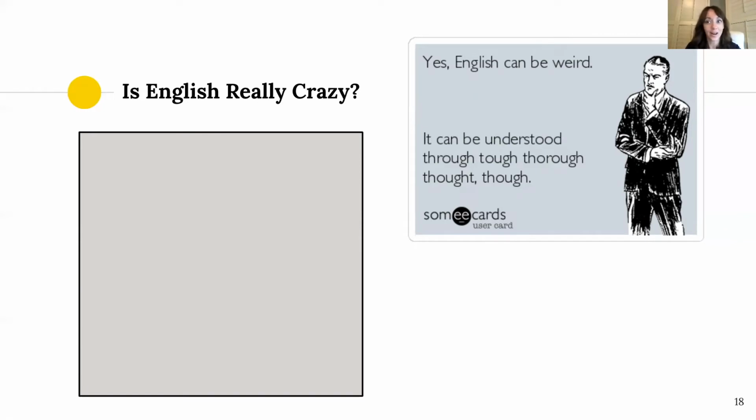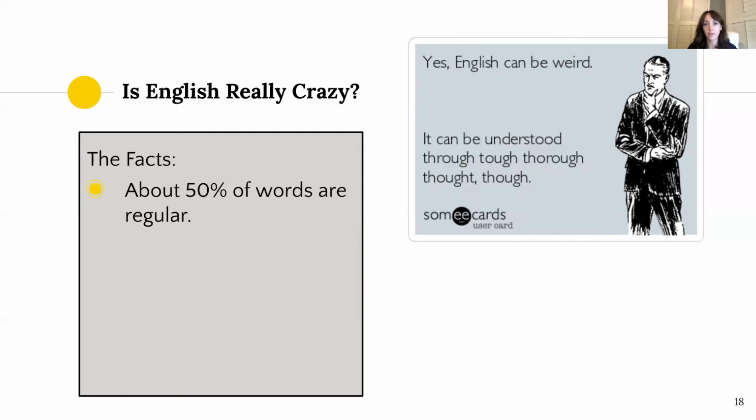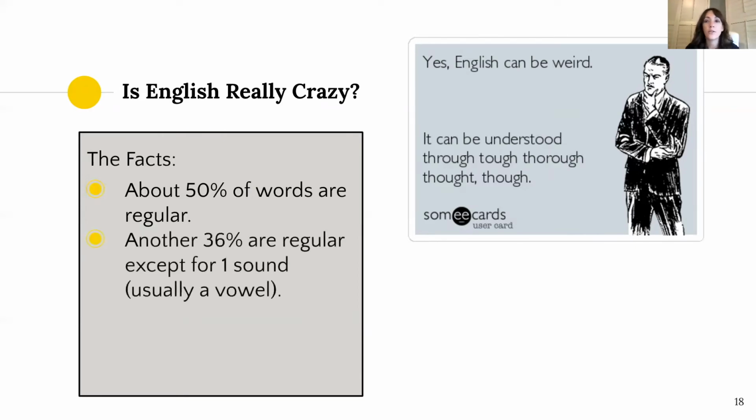I've told my students that, but I don't tell them that anymore, because the facts are that about half of our words in English are phonetically regular. Every single sound spelling, like in the word cat, says and does what it's supposed to do. About half of our words. Another 36% are regular except for one sound, and that's usually a vowel. A lot of vowels don't say the sound that they're supposed to, right? So they have one irregular sound. So we're at 86% of words that can really be sounded out with just flexing one vowel. We can figure out what the word is.